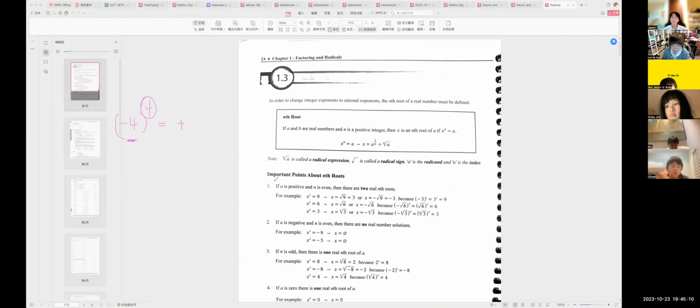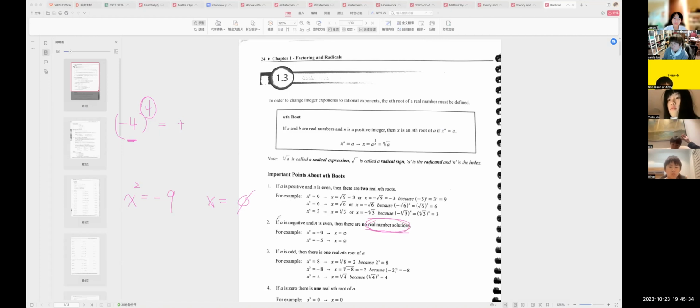Let's take a look at this one. Important points about the nth root. For instance, if a is positive and n is even, the root is always positive, right? If a is negative and n is even, then there are no real number solutions. For instance, if we have x squared equals negative 9, x, of course, has no real number solution.